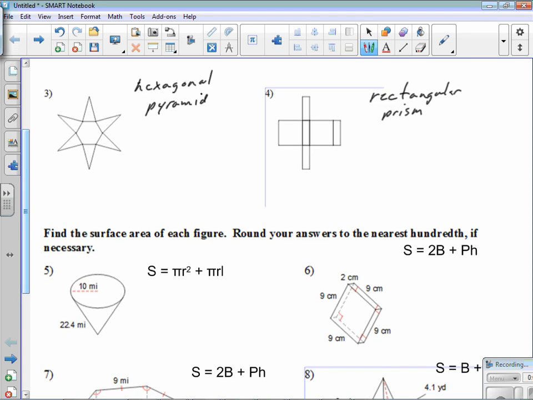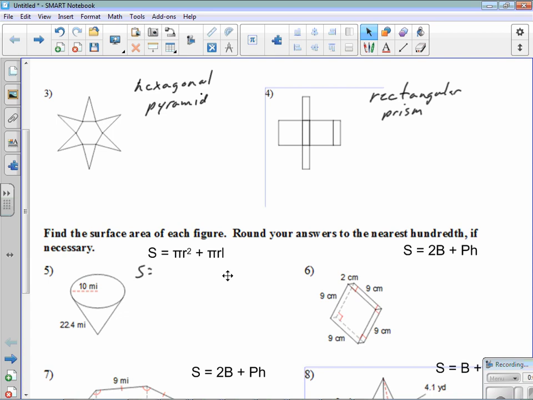Alright, so next group, find the surface area of each figure and round your answers to the nearest hundredth if necessary. Alright, so I've already went ahead and put the base formula for surface areas of each one of these there. So for a cone, surface area is pi r squared plus pi r times L, L being the slant height. So pi times the radius squared plus pi times the radius times the slant height.